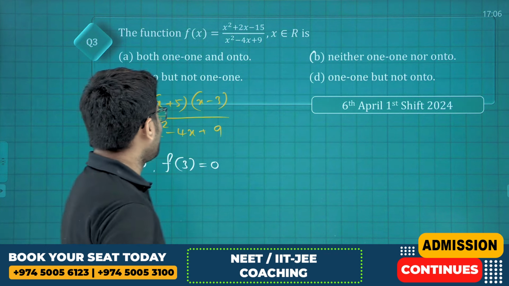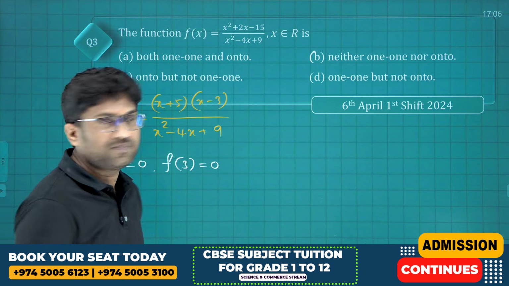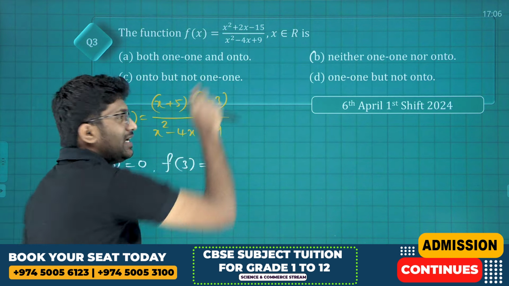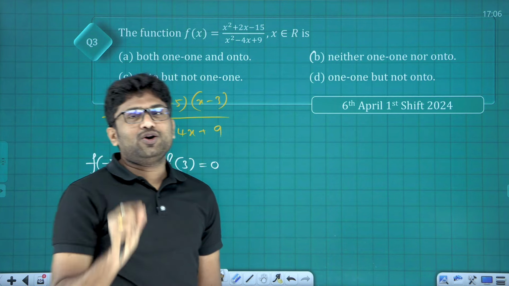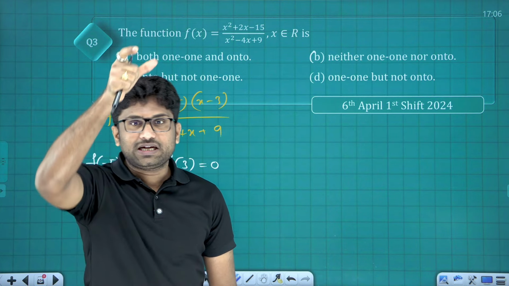Now check whether it is onto or not. For that we have to find the range. So how do we find range? By quadratic by quadratic. I have given you this many times, the majority of the times, in class itself. Quadratic by quadratic.